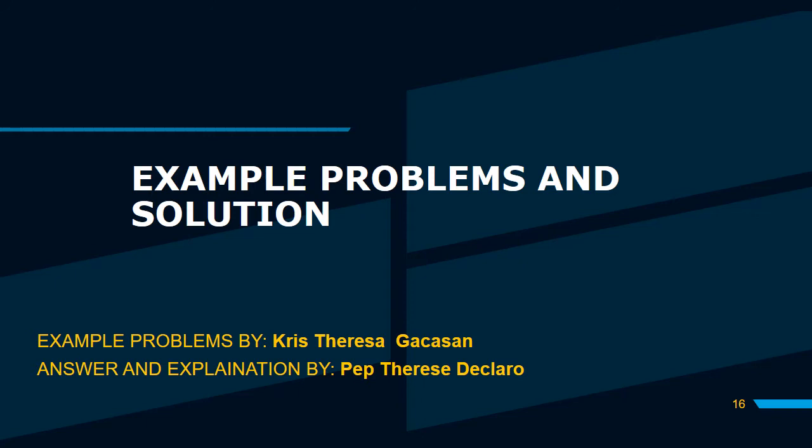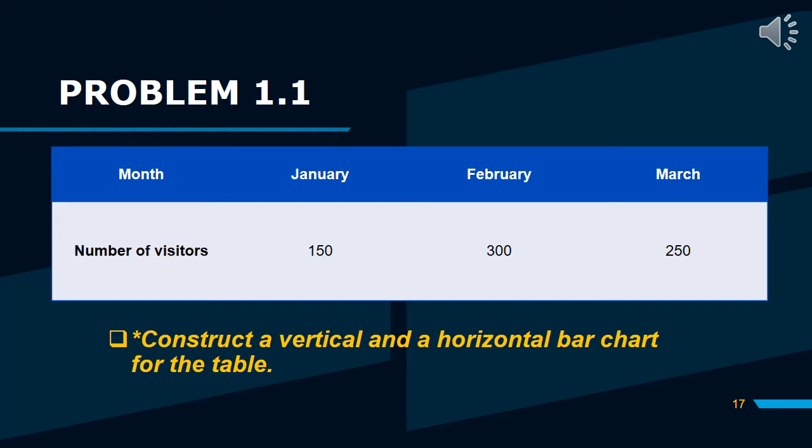So next, we will give an example, problems and solutions with Chris Teresa Gakasan and Pep Teresa Declaro. First problem. Months: January, February, and March. Number of visitors: January 150, February 300, March 250. Construct a vertical and a horizontal bar chart for the table.